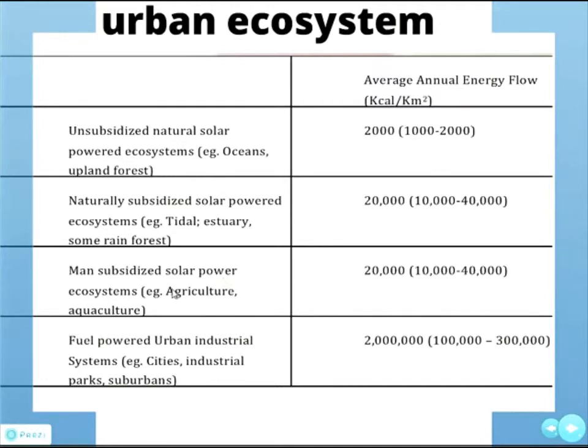And when we start to have man in the system, that moves up to 20,000, and then finally when we have fuel powered urban industrial, we go to 2 million. Big difference here. And of course our cities are a combination of some of those systems, right? So how do we move that 2 million figure closer to, say, 20,000? It's possible.